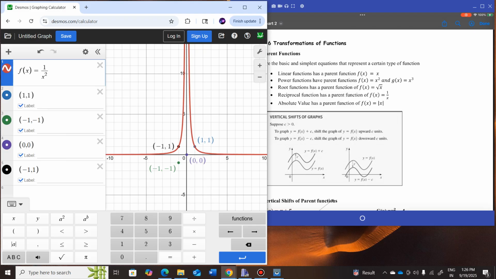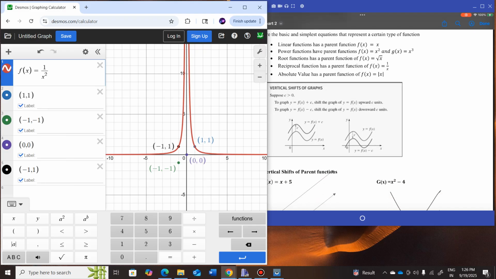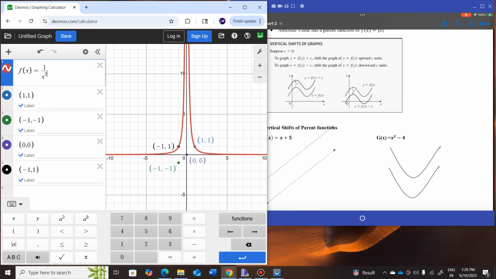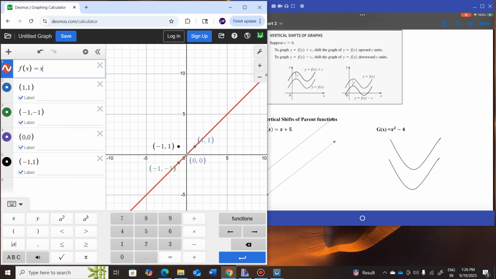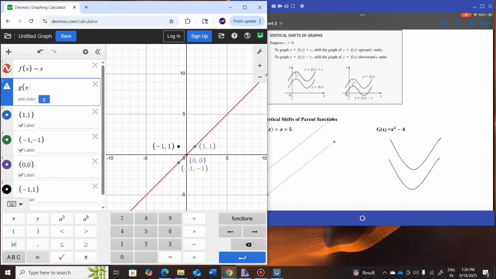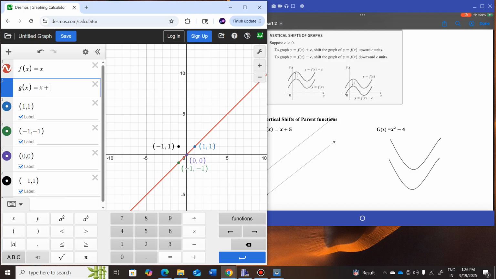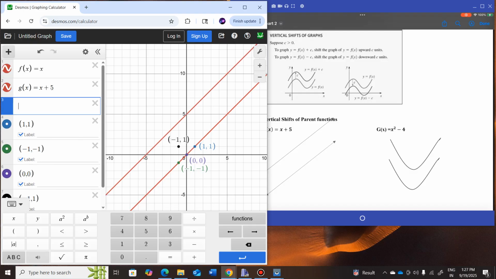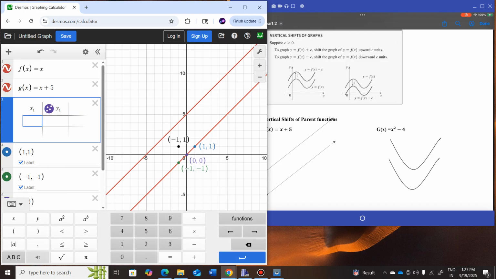All right, and transformations. So let's start with the first transformation. When we add or subtract to the function, it's going to shift it up or it's going to shift it down. So let's just start with f of x equals x, and then let's call it something different, g of x equals x plus 5. And then I'm going to insert a table, and I want f of x and g of x.